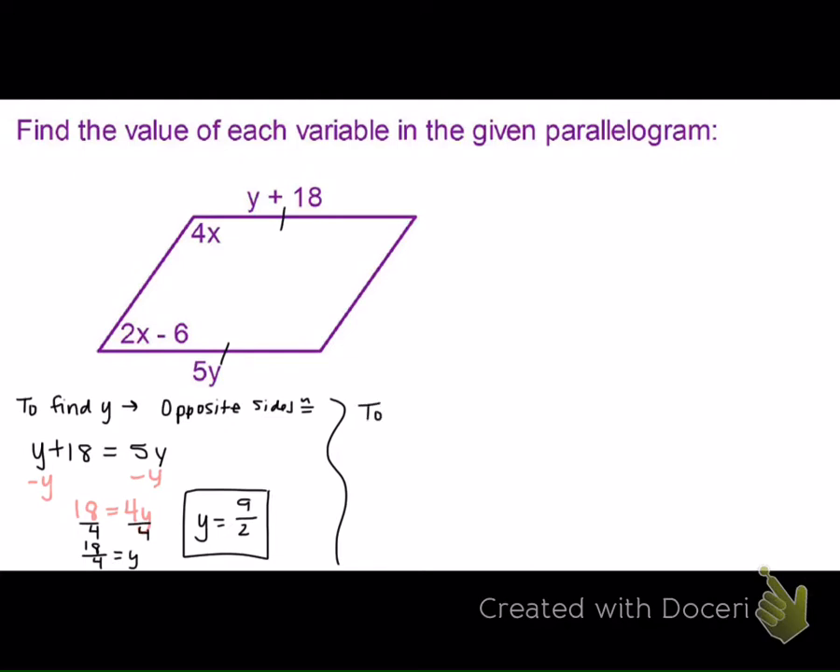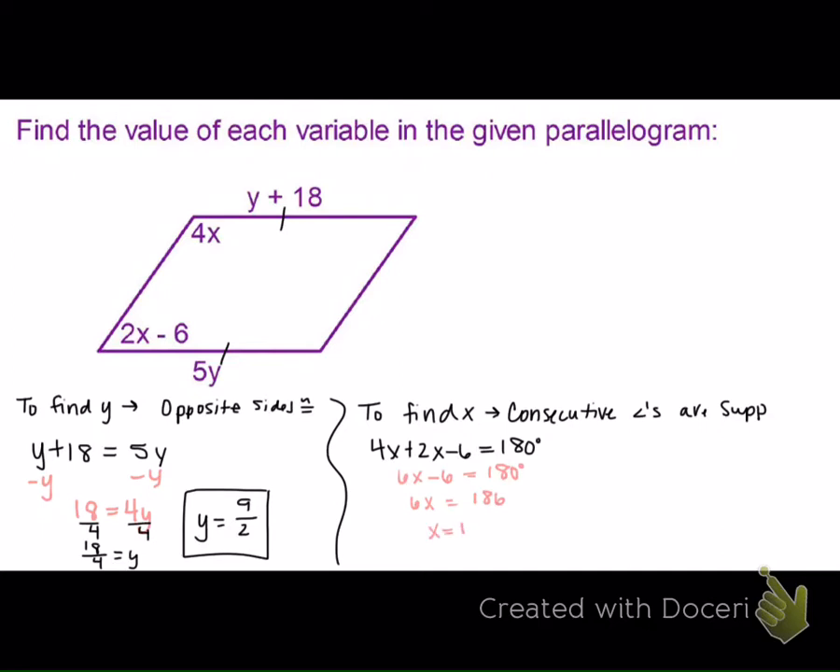Landon, how would I find x? 4x plus 2x minus 6 equals 180. Perfect. Consecutive angles are supplementary. So you did a fantastic job there. So he said that 4x plus 2x minus 6 is equal to 180 because supplementary means adds to 180. Okay, look at those two and see what questions you have for me.